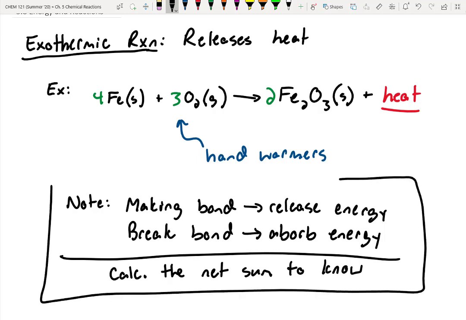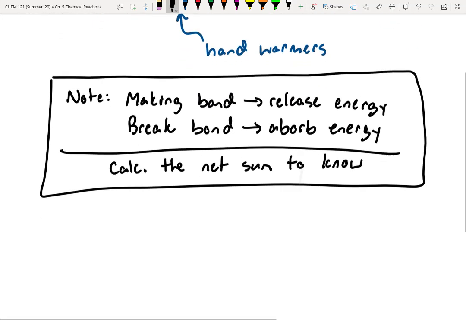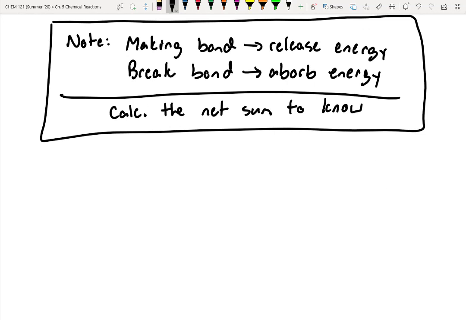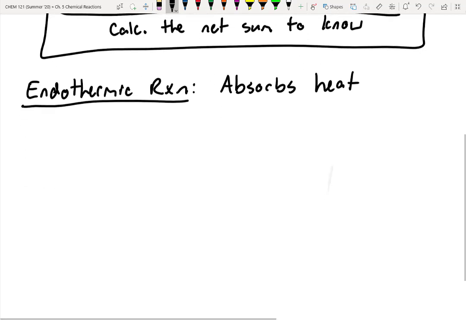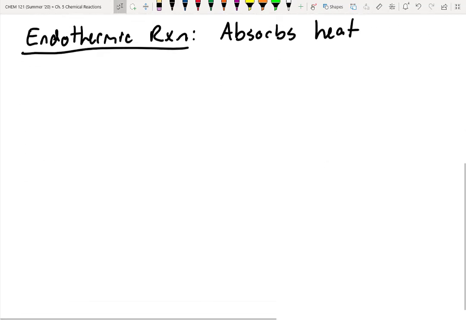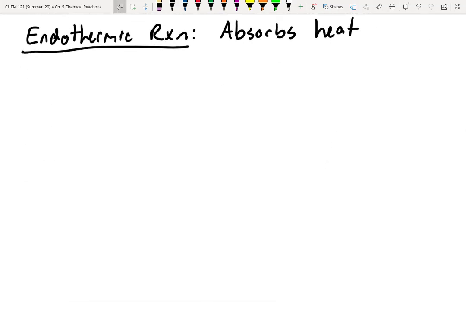Okay, so let's just make a note here. And let's go into endothermic reactions. These are essentially the opposite. And an endothermic reaction absorbs heat. This is one thing that really bugs me when we talk about hot and cold in day-to-day life, so I'm just going to make a note here.